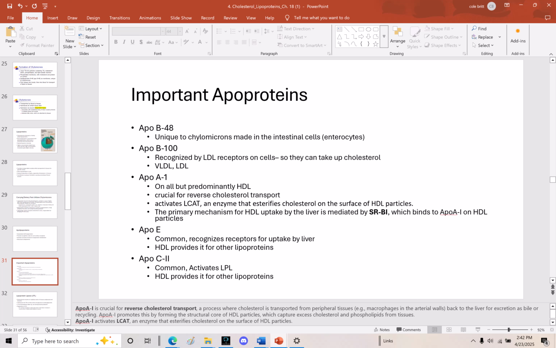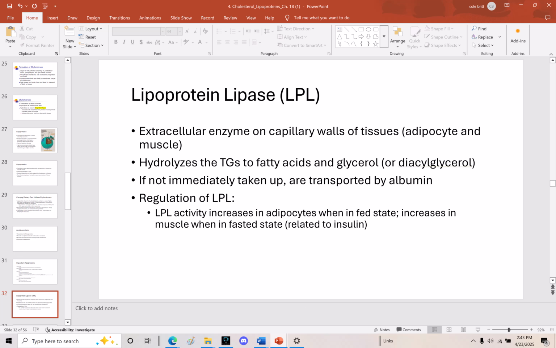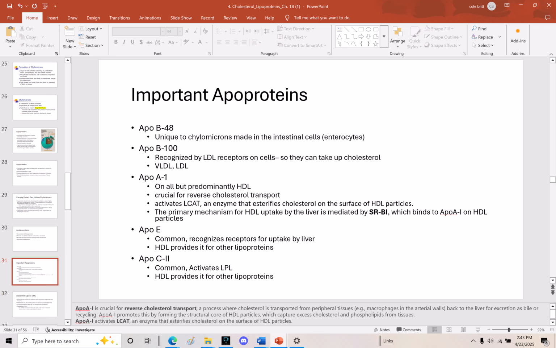So HDL provides it for the other lipoproteins, that's what ApoC2 and ApoE do as well. So those were all the lipoproteins. Just know the function of these lipoproteins and know which lipoprotein has them, whether it's all of them or whether it's unique to just one or two of them.